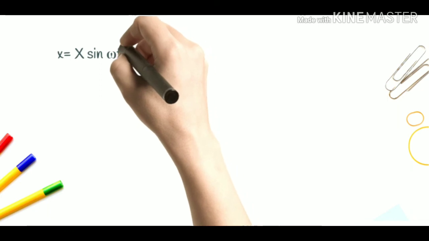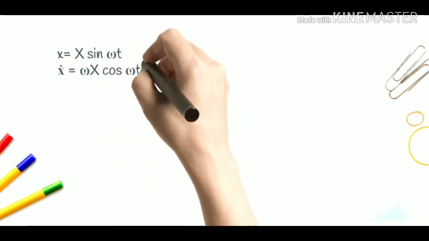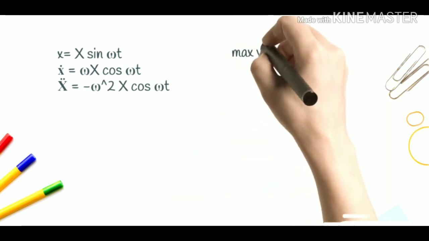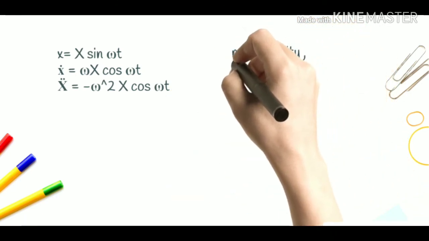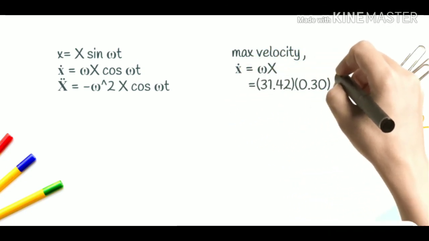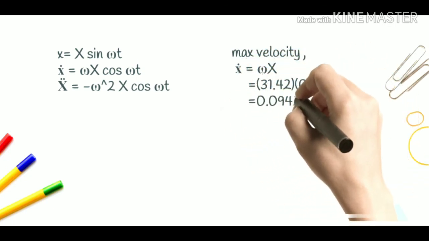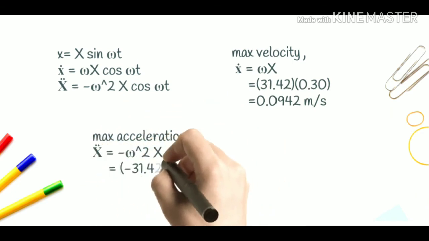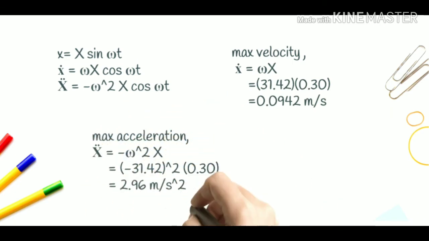x equals X sin omega t. We differentiate to get velocity and acceleration. To find the max velocity, x dot equals omega X, which gives us 0.0942 meter per second. And lastly, substitute into x double dot equals negative omega squared X, which equals 2.96 meter per second squared.